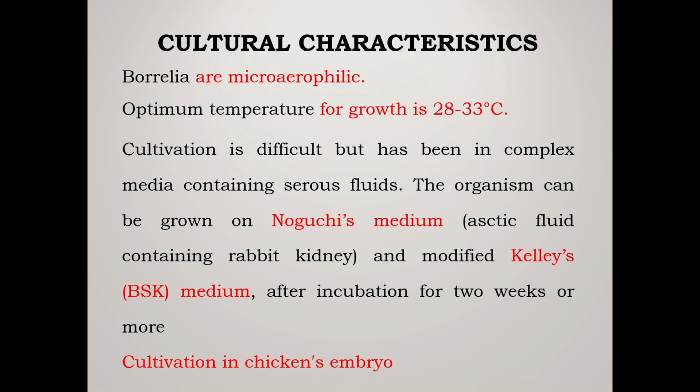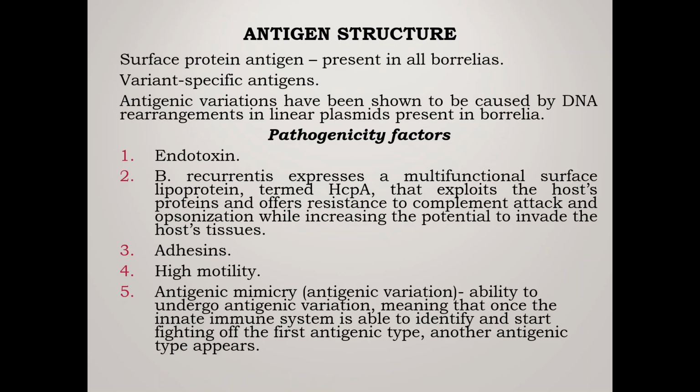Cultural characteristics. Borrelia are microaerophilic. The optimum temperature for growth is 28 to 33 degrees. Cultivation is difficult but has been achieved in complex media containing serous fluids. The organism can be grown on Noguchi medium, ascitic fluid containing rabbit kidney, and modified Kelly's BSK medium after incubation for 2 weeks or more. Borrelia can also be cultivated in a chicken embryo.